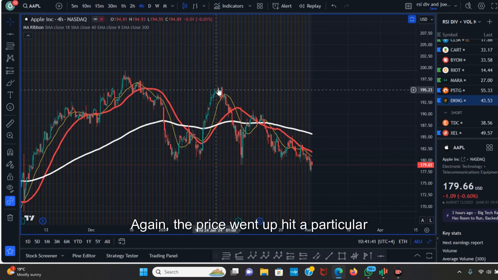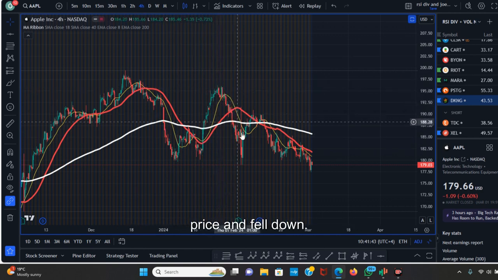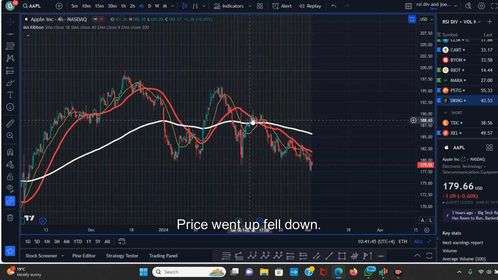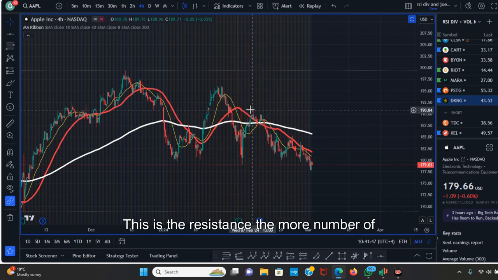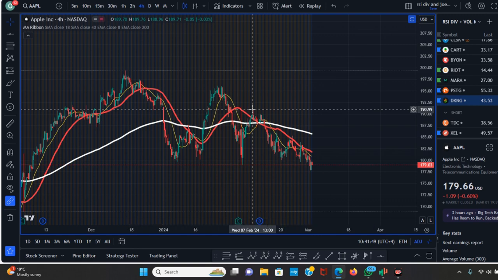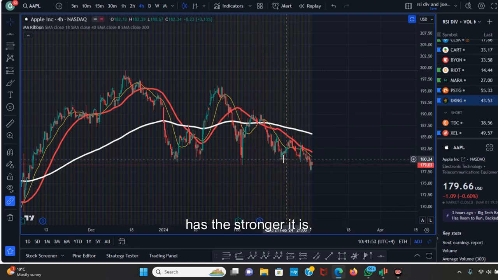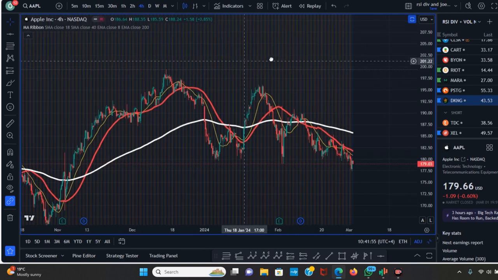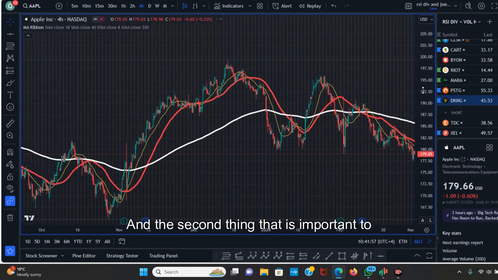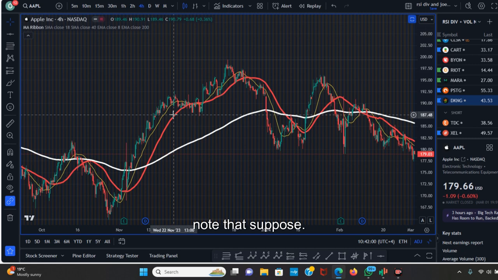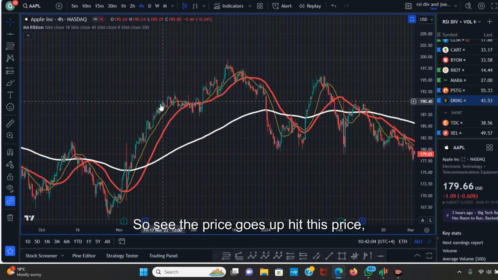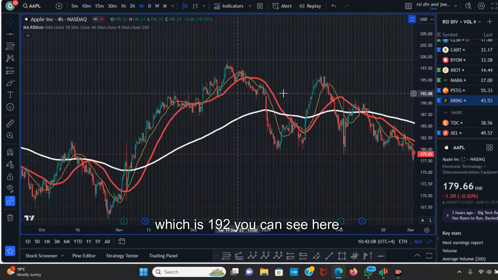Again, the price went up, hit a particular price and fell down. Price went up, fell down. This is resistance. The more number of touches a resistance line or a support line has, the stronger it is. And the second thing that is important to note is that, suppose a resistance line. So see, the price goes up, hits this price which is 192.